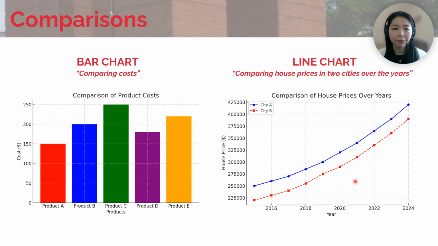And when your data involves time, like comparing house prices over several years, a line chart is perfect. It clearly shows trends, and it's easy to see changes or differences between groups over time. This line chart compares the house prices between two cities from 2016 to 2024, and it shows that prices in city A are consistently higher and increasing faster than in city B.